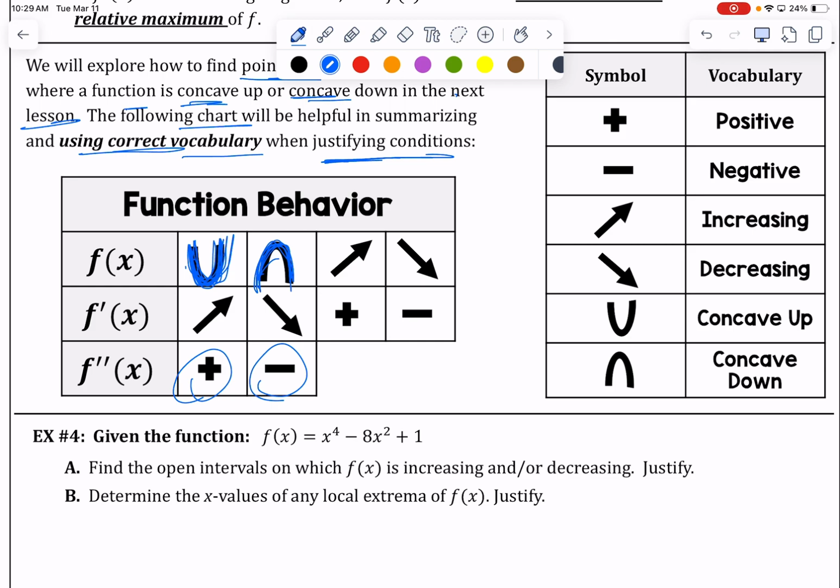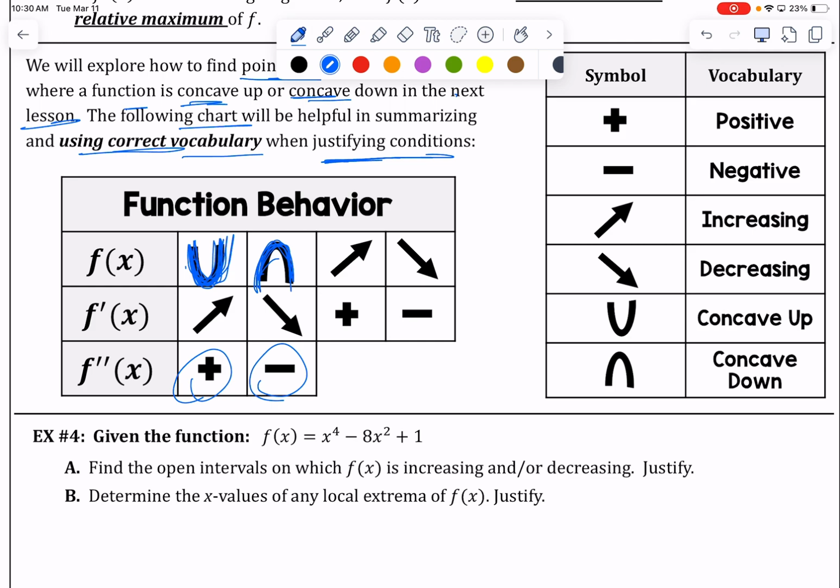Now that's crazy, because now I'm going to tell you something. Because if the second derivative is positive, that means the first derivative was what? Increasing. Because just like the first derivative tells you where the original is increasing and decreasing, what does the second derivative tell you? Where the first derivative is increasing and decreasing. So if you're concave up, your second derivative is positive, that means your first derivative was increasing. Where you're concave down, your second derivative is what? Negative, which means your first derivative was decreasing.